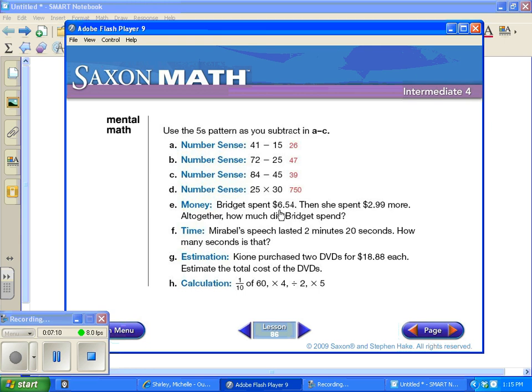$6.54 plus 3 whole dollars would be $9.54, right? But we have to take away that penny because she didn't quite spend $3. She was a penny away. So that would be $9.53.